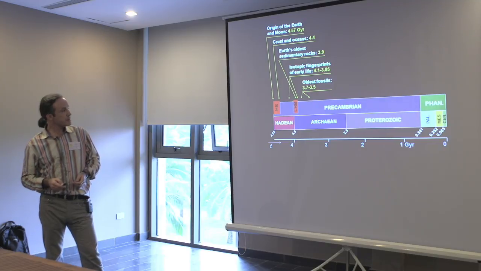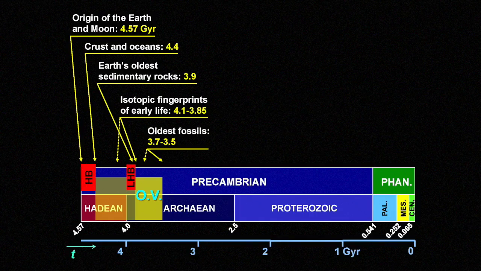If we summarize some of the results my colleagues have been showing you in the first slides, we can say that the origin of the Earth and Moon dates back 4.57 gigayears. Crust and oceans appear at 4.4. The oldest sedimentary rocks could have this antiquity, 3.9. The isotopic fingerprints of early life, 3.85 and perhaps 4.1, it's not clear as far as I know. And the oldest fossils are here, for sure 3.5 and perhaps 3.7.